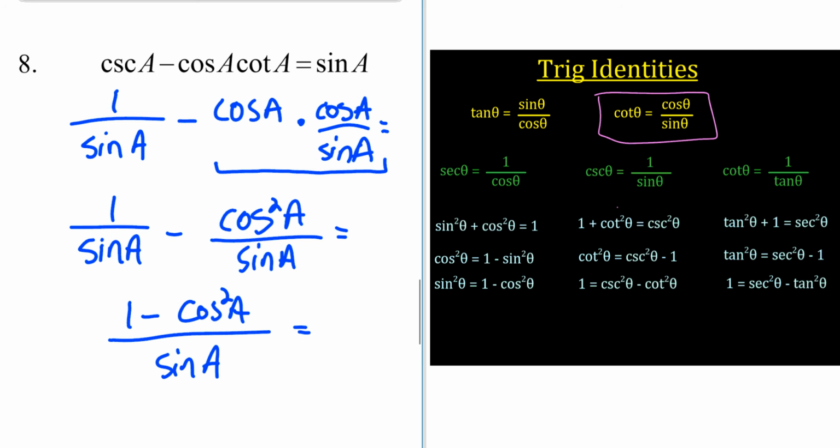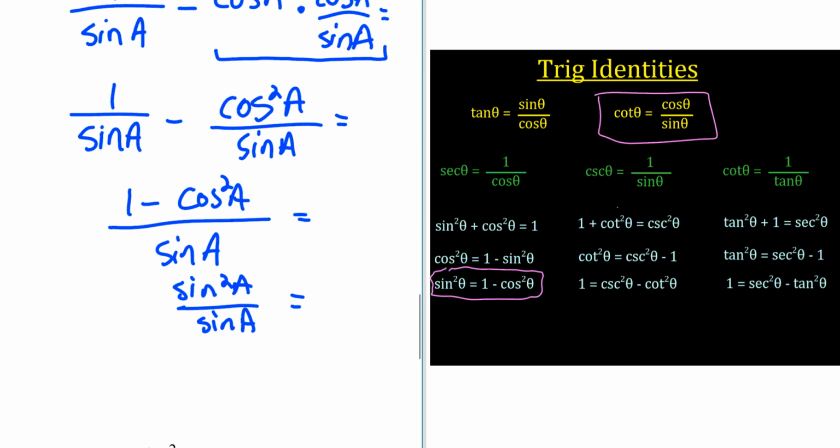And what is cosine squared A? Well, not just cosine squared A, but 1 minus cosine squared A. That is right here. Sine squared is 1 minus cosine squared. So this is just sine squared A over sine of A. And we talked about an example like this earlier. Basically, the top is sine of A times sine of A, so we're going to cancel out a sine of A on top and bottom. And this just becomes sine of A. And that's what we're looking for. That was what it was asking us to prove. Cool.